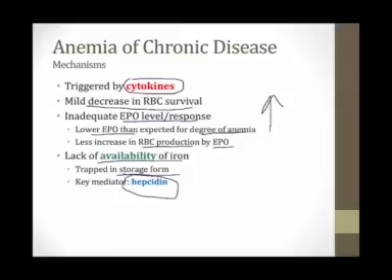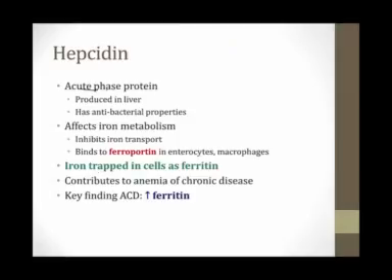So let's talk about hepcidin now. Hepcidin is an acute phase protein. It's produced in the liver and it has antibacterial properties. That's believed to be the reason that its level goes up in settings of inflammation. But the reason it can contribute to anemia is that it affects iron metabolism. It inhibits iron transport by binding to ferroportin.